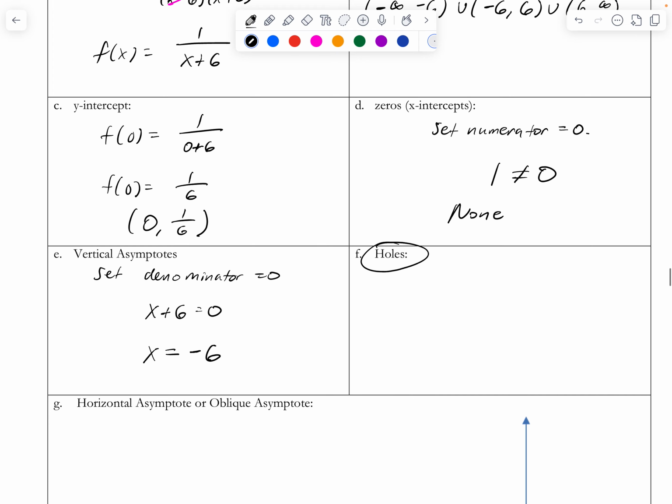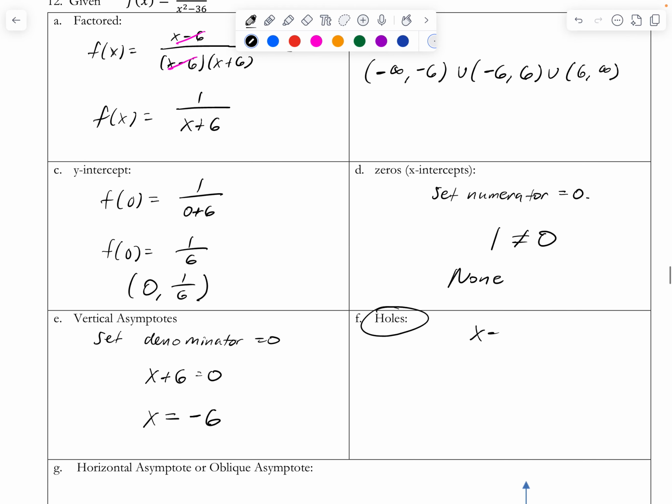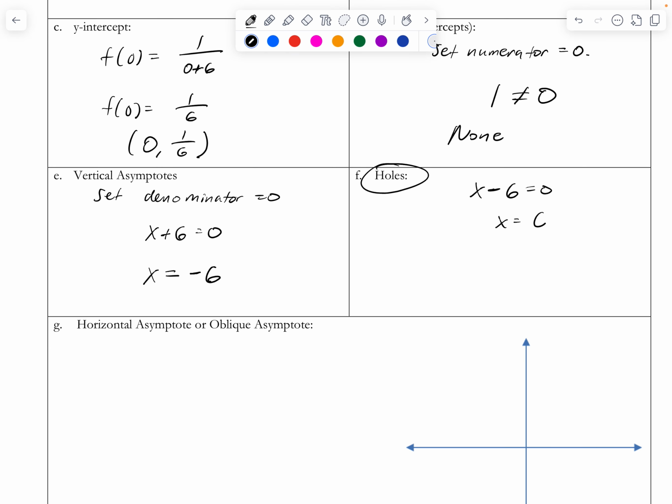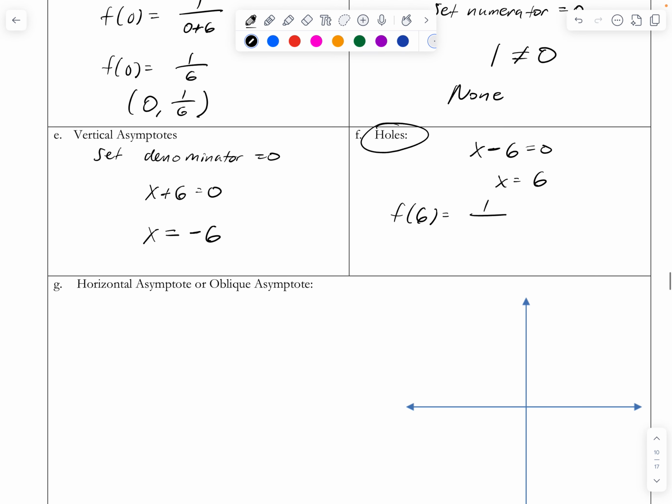And then to find the hole, my common factor was x minus 6 that I crossed out. Set that equal to 0, and you get x equals 6. A lot of my students will write 6 comma 0, but no, you actually have to plug in 6 into what's left, into the 1 over x plus 6, which is going to be 1 over 6 plus 6, which is 1/12. So my hole is 6 comma 1/12.